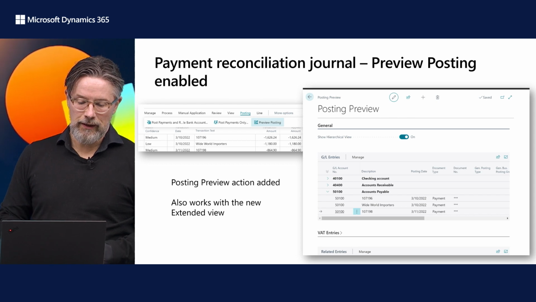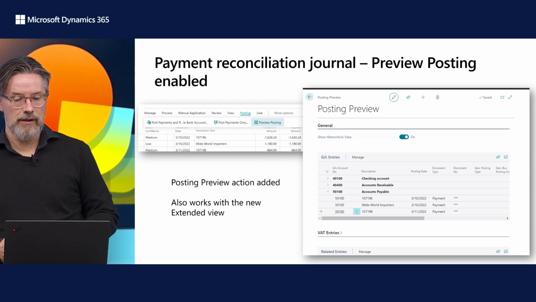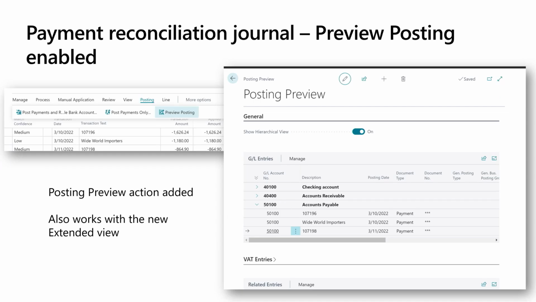What we have as new additions in the payment reconciliation journal, which is a journal, is that we have now added the posting preview, and you will recognize in this screenshot that this is the extended posting preview. Obviously, it works with the normal one where you get the list of kinds or types of entries, and then you click on them. But it also works with the extended one.